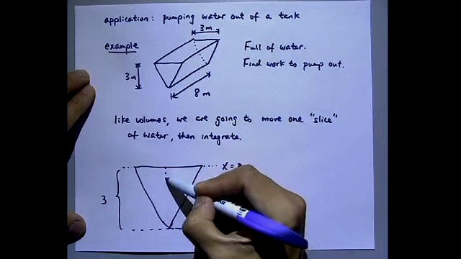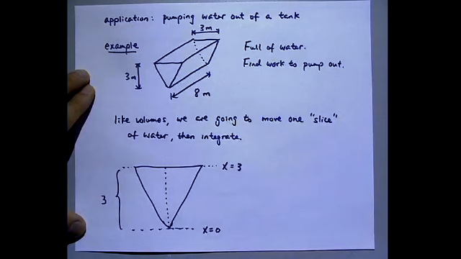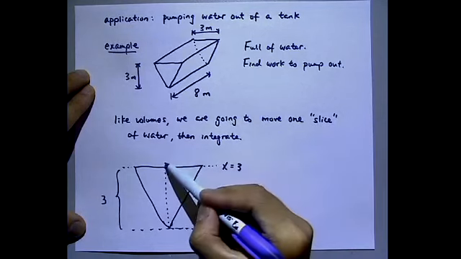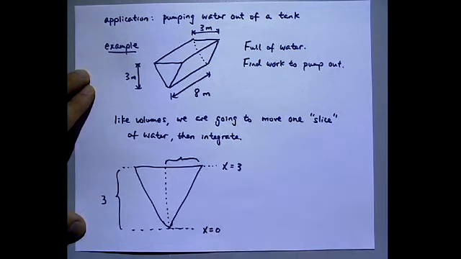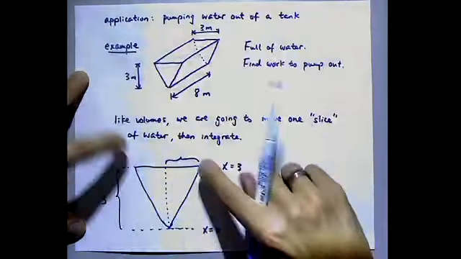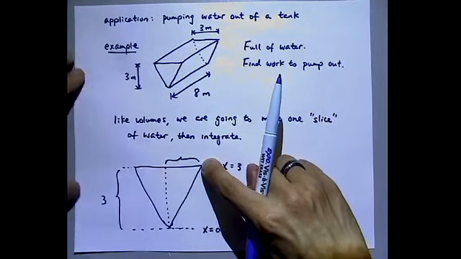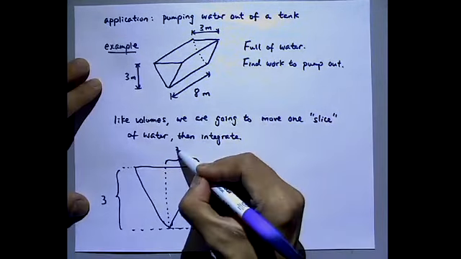And let me chop this triangle in two here. If you look at this here, this entire distance is 3 meters. If I cut it in two, this is 3/2 meters.